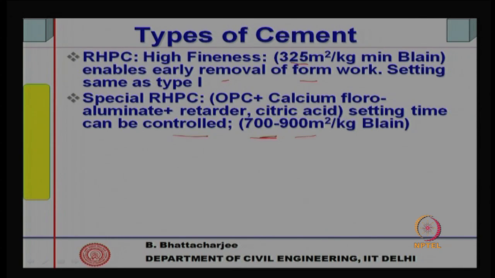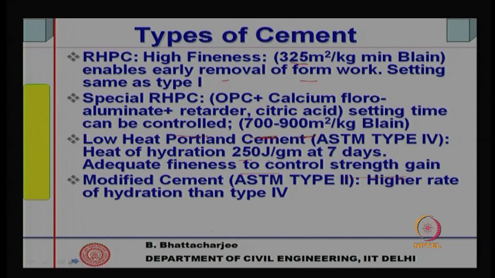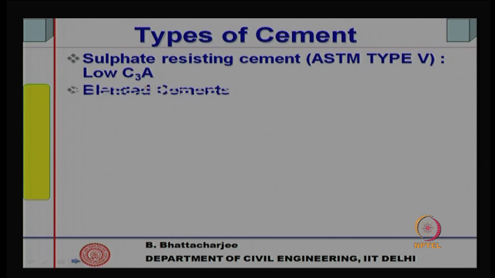It has a very high specific surface, 700 to 900 meter square per kg, which we discussed yesterday. Low heat Portland cement, ASTM type 4, has a heat of hydration of 250 joules per gram at 7 days, with adequate fineness to control strength gain. Modified cement, ASTM type 2, has a higher rate of hydration than type 4; it is in between. And type 5, of course, is sulphate resisting cement with low C3A, that is the characteristic.